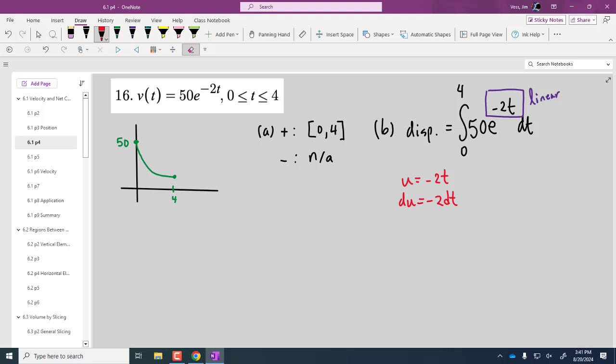That allows us then to do the substitution. So this integral will now be 50e to the u. Now the dt has to be replaced. To replace the dt, we look at this equation right here, and we isolate dt. When you isolate dt, you see that du over negative 2 is dt. So we're going to replace this with du over negative 2.